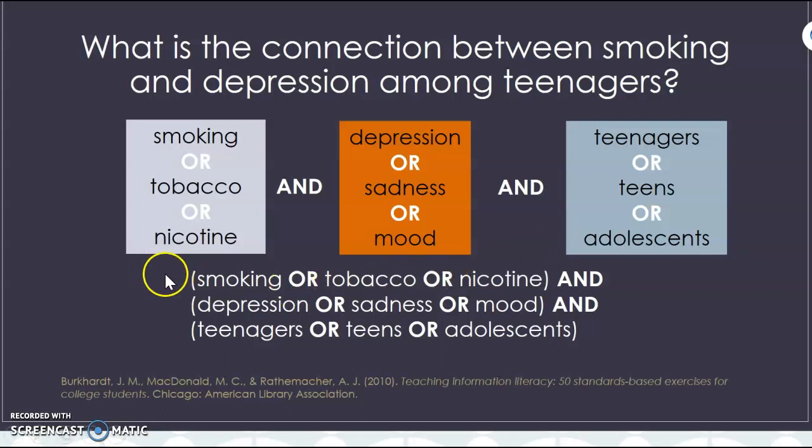If I'm going with my sample topic in a database, I would type this in exactly like this, just to show you visually a different way. You want to use parentheses to keep all the ORs together. So I'm searching for articles to do with smoking or tobacco or both, or nicotine or all 3. So all of that all together, and then narrowing to include the element of depression or sadness or mood, and narrowing to include teenagers or teens or adolescents.